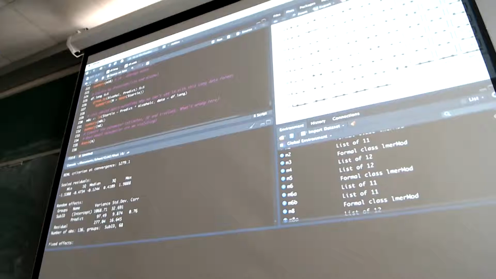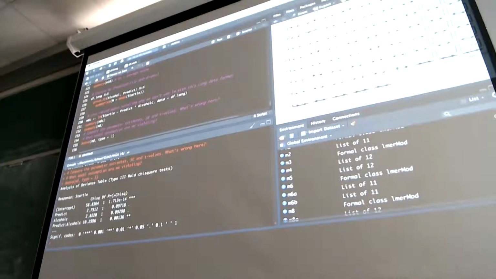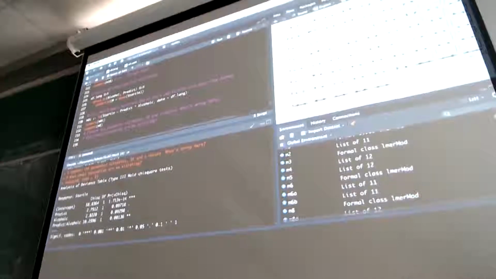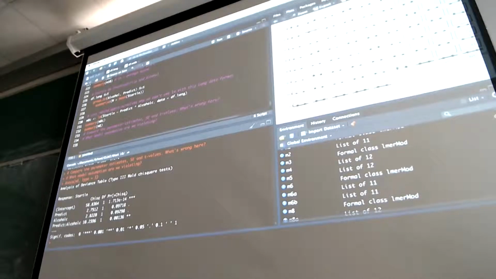ANOVA M8. That actually. What would the degrees of freedom there be? So it has the number of observations.